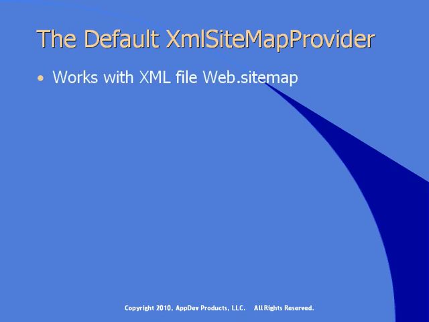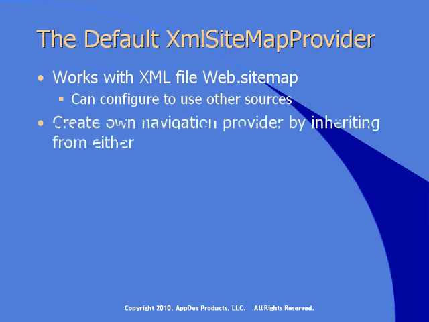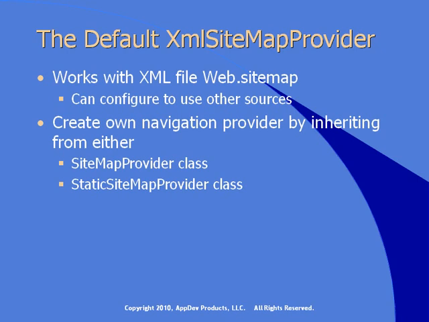Out of the box, the default navigation provider works with an XML file named web.sitemap that's located in the root of the application. A little bit later in the chapter, you'll learn how you can configure the provider to use other sources if you need to do that. Now, you can create your own navigation provider by inheriting from either the SiteMapProvider class or the StaticSiteMapProvider class, which already has some useful implementations. And you can get more information about creating your own navigation provider in the Visual Studio documentation.